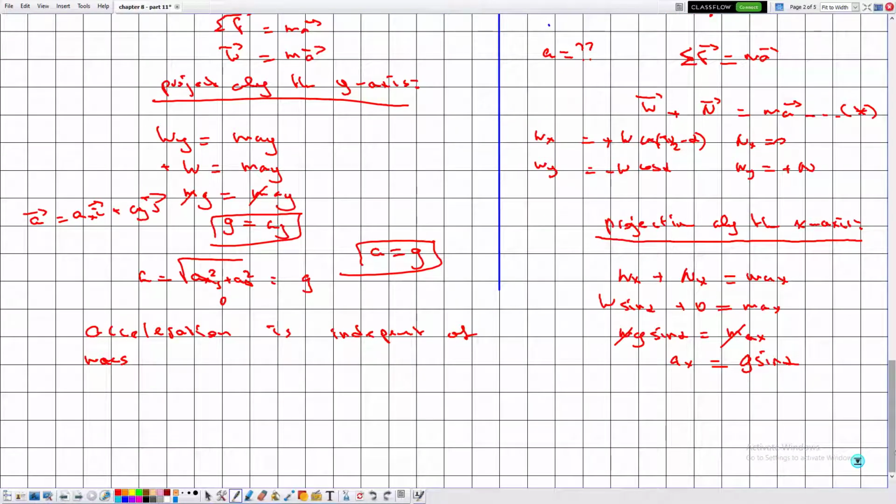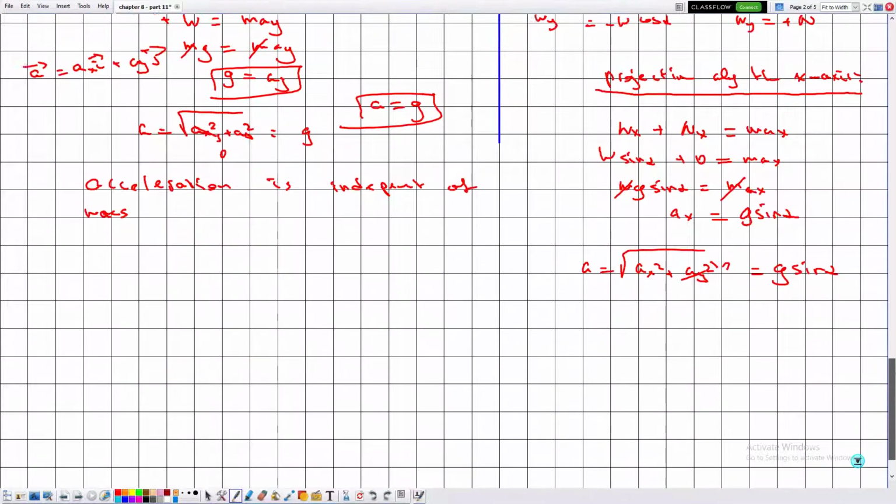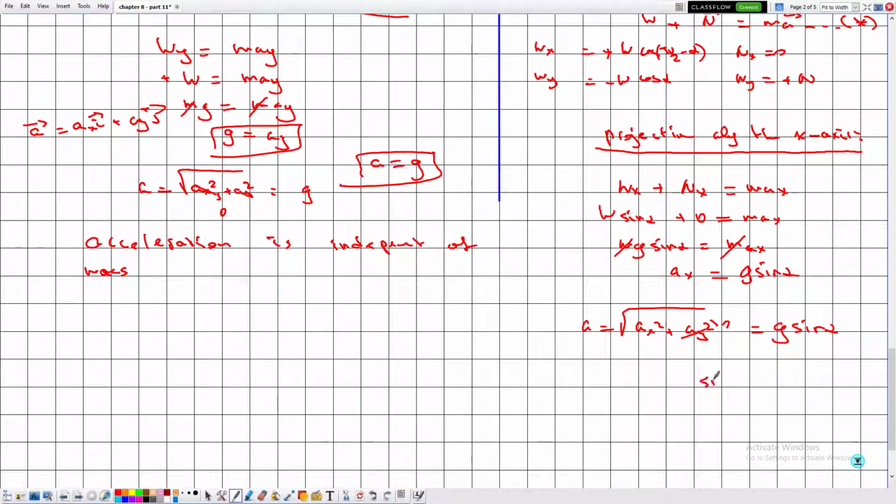And if you want to determine the total acceleration, the acceleration will be given by the square root of ax squared plus ay squared, and in this case ay is 0 because no motion along the y-axis, and this is given by g sine alpha. And here let's recall that sine alpha is a value which is between 0 and 1. So if you consider that we are working in the first quadrant, no need to say that it's between minus 1 and 1, let's say between 0 and 1.